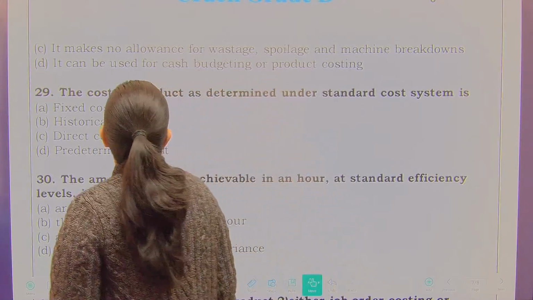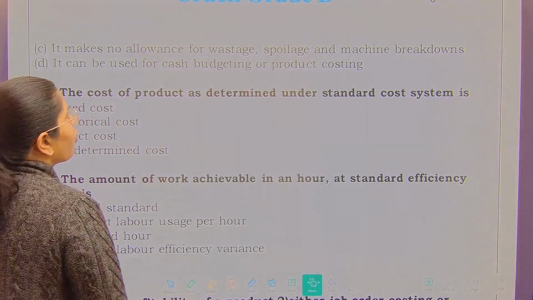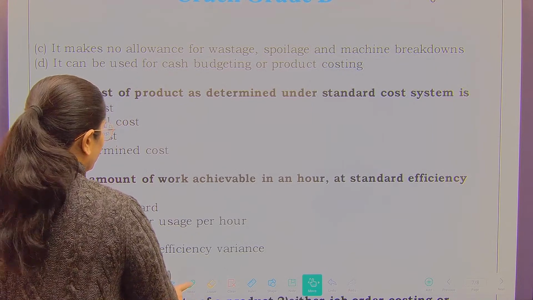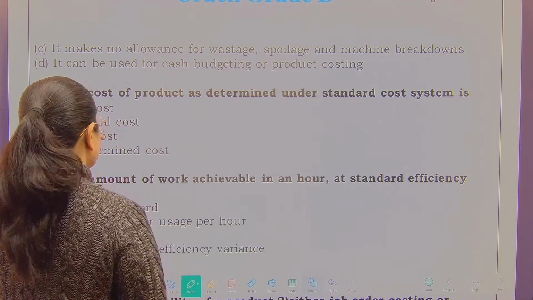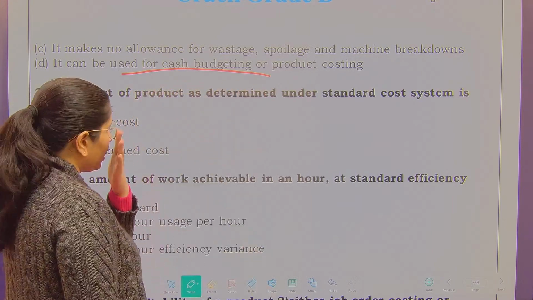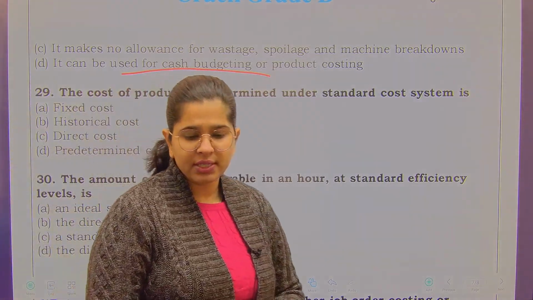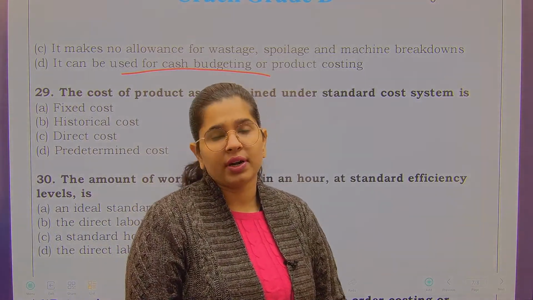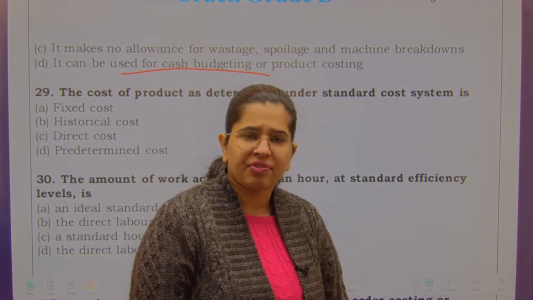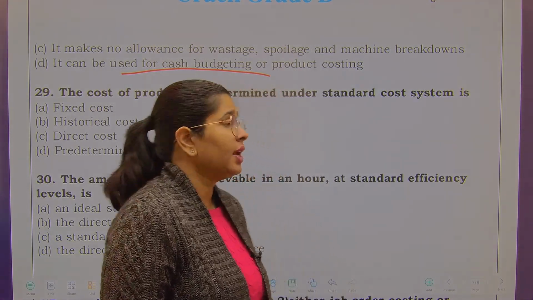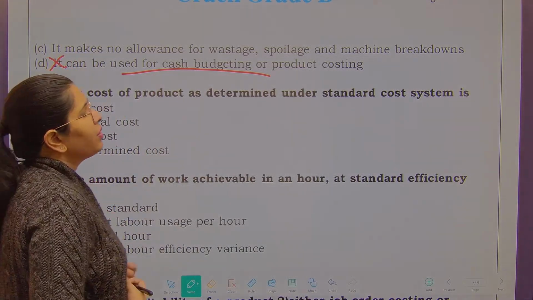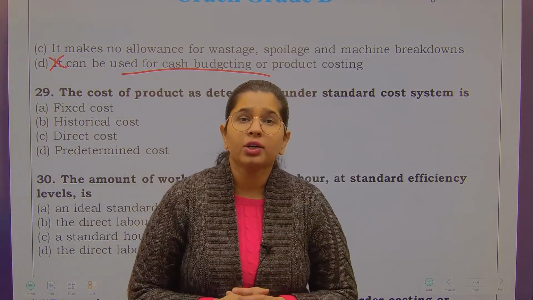Next is, it makes no allowance for wastage, spoilage and machine breakdown. Correct, it does not allow any allowance. Next is, it can be used for cash budgeting or product costing. Now which one is the incorrect one out of them? So everything is correct, optimal conditions, maximum efficiency, and it does not allow anything, but this cannot be used. Ideal standards are never used for cash budgeting or product costing.